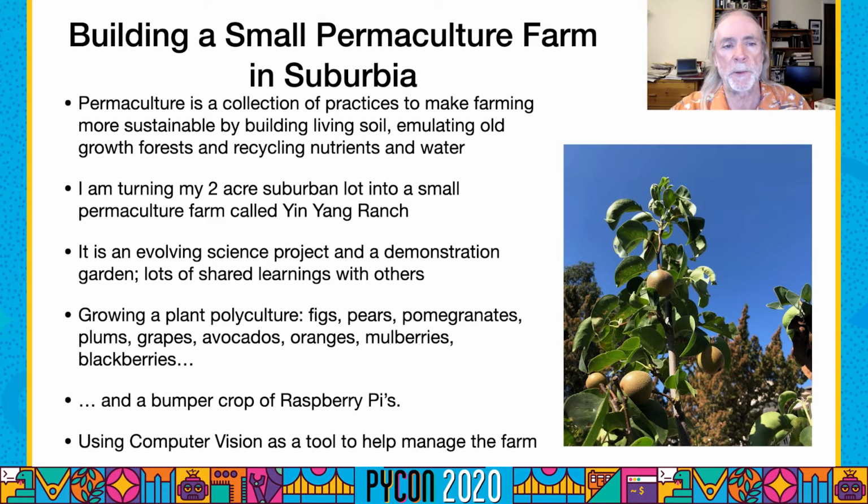So what I've been doing since I retired a few years back is trying to convert my 2-acre suburban lot into a small permaculture farm. We're calling it Yin Yang Ranch. It's an evolving science project, and it's a demonstration garden. I do tours, I do some instruction here, and I'm also growing a plant polyculture. We grow lots of different things, figs, pears, pomegranates, and tomatoes and cucumbers, but also a lot of native plants like coast live oaks and sycamores. I'm also growing a bumper crop of Raspberry Pis. That helps me use computer vision to help manage the farm.